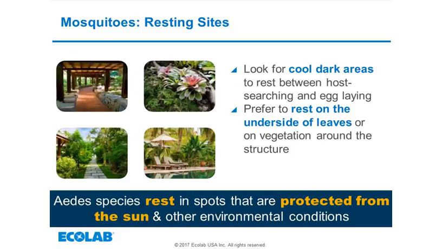The Aedes are also, as I mentioned, poor flyers, so they tend not to fly too far away from their breeding sources, generally less than half a mile or so, and they take frequent breaks in their flight patterns. So once they emerge from their breeding sites, they'll be looking for cool, dark areas to rest between host searching and egg laying, and this may include dark hallways, decks, eaves, or other overhangs on the structures as they're attempting to move indoors. They also prefer to rest on vegetation around the structures. This might include thick grass or broadleaf plants because they prefer to rest on the underside of those leaves to remain protected from the sun and other environmental conditions during the day.